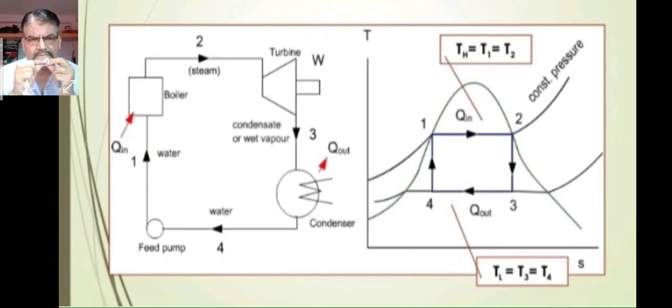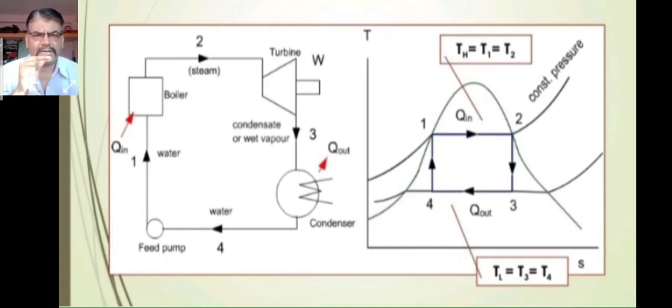Then the remaining steam from the turbine goes at low pressure to the condenser. After water is supplied to the condenser, that steam is condensed. It means steam is converted into water. Then the water again goes through the pump and is supplied to the boiler.